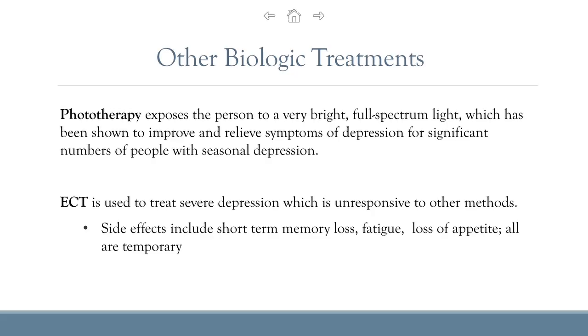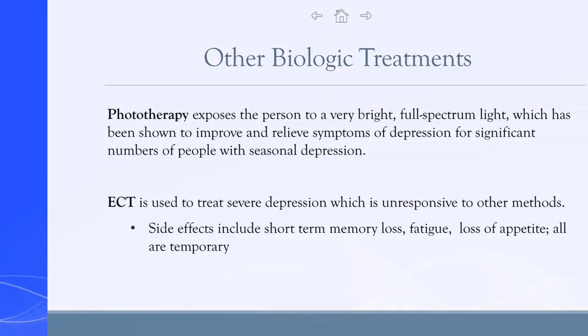Other biologic treatments, so non-medication treatments we can use: phototherapy, which exposes the person to a very bright full spectrum light which has been shown to improve and relieve symptoms of depression for a significant number of people with seasonal depression. ECT, electroconvulsive therapy, which is used to treat severe depression which is unresponsive to other methods. And that's important. They have to have already tried therapy and medication before they are eligible for ECT. Side effects include short-term memory loss, fatigue, loss of appetite, which is all temporary.